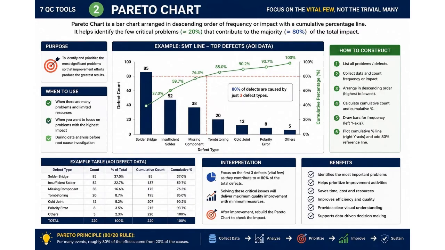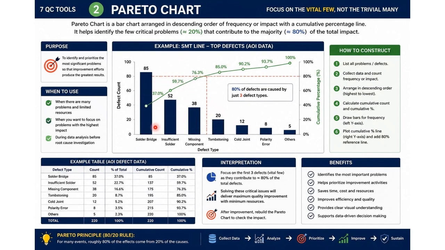The Pareto chart, the most powerful tool for problem prioritization. A Pareto chart is a combination of bar graphs and a cumulative percentage line. The bars are arranged from the highest to the lowest frequency, making it easy to identify the most significant problems. It is based on the Pareto principle, also known as the 80-20 rule, which states that approximately 80% of problems are caused by just 20% of the causes. Instead of trying to solve every issue at once, we focus on the few critical problems that have the biggest impact.